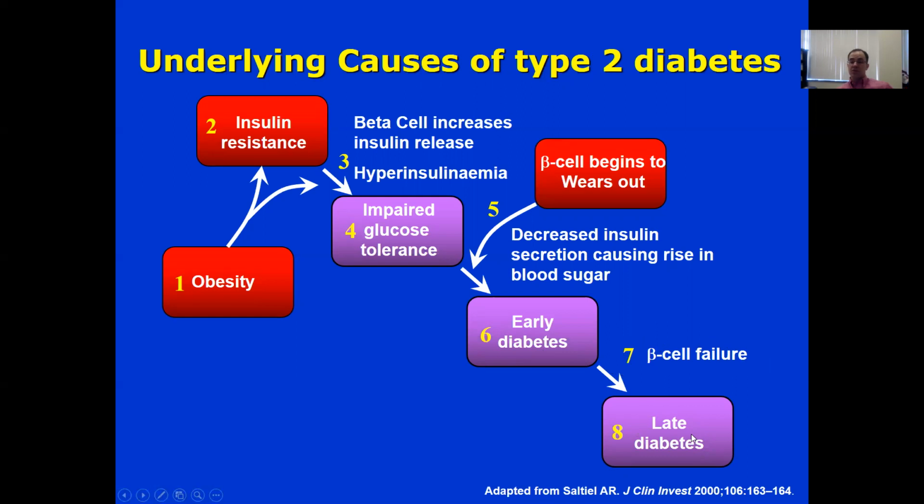And again, can this be reversed? Certainly, it can be reversed in terms of regaining the pancreas' ability to produce insulin, but you'd have to address the underlying cause of obesity and insulin resistance through diet, exercise, and in some cases medication. Again, we're going to talk more about this in lesson number 5.